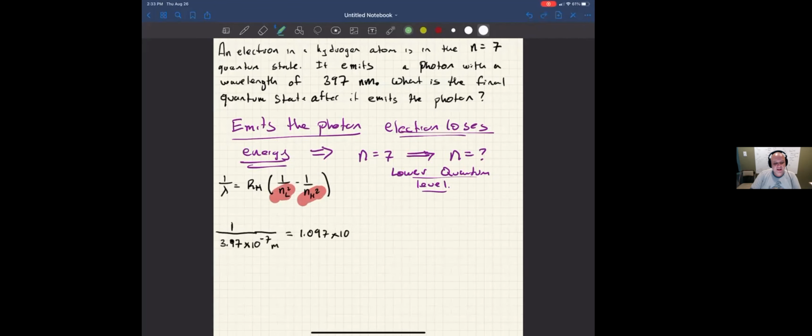1.397 times 10 to the negative 7 meters is what the wavelength is, so 1 over that equals the Rydberg constant, 1.097 times 10 to the 7th per meter, times 1 over x squared minus 1 over 7 squared. And 7 squared was our quantum value that it started at in the problem. And so 1 over 7 squared would be 1 over 49.